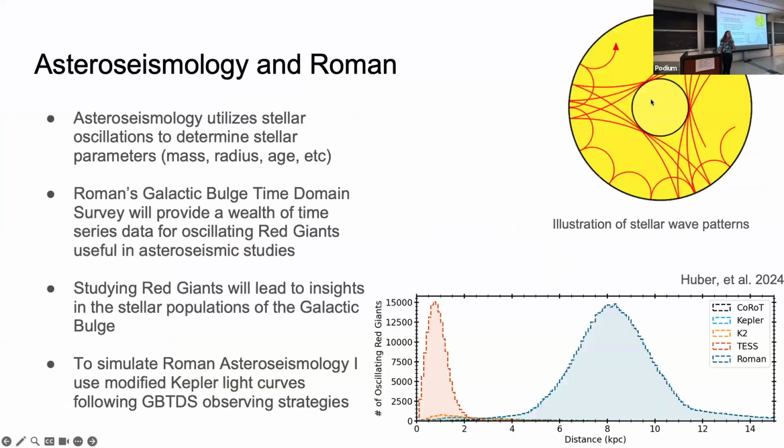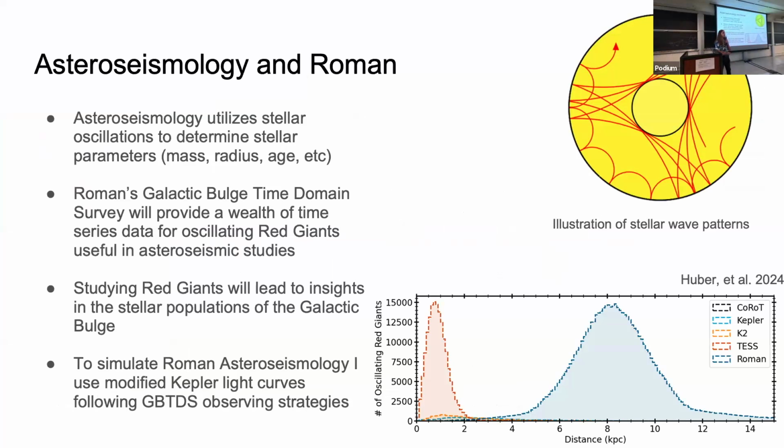So as we learned yesterday, asteroseismology is the study of stellar oscillations, which cause fluctuations in a star's brightness that we can see through time series data. And we can probe these oscillations for stellar parameters such as a star's mass, age, or radius.